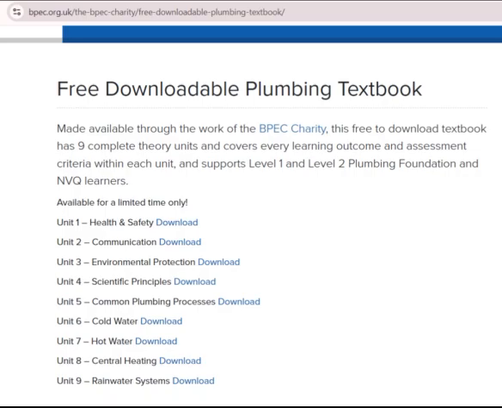Learning Outcome 4. Know the principles of force and pressure and their application in the mechanical services industry. There are 5 assessment criteria in this learning outcome.